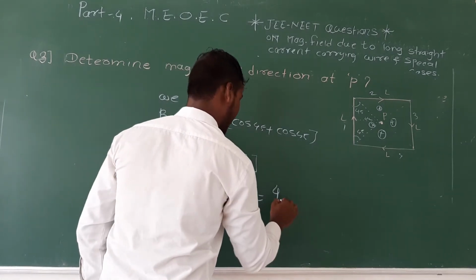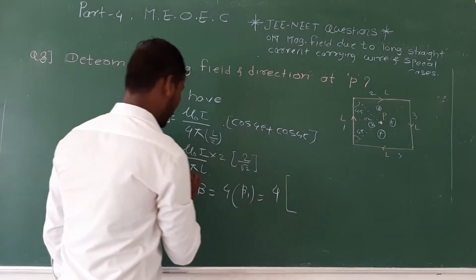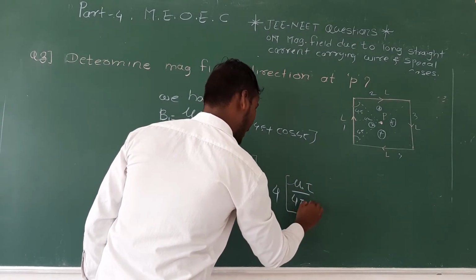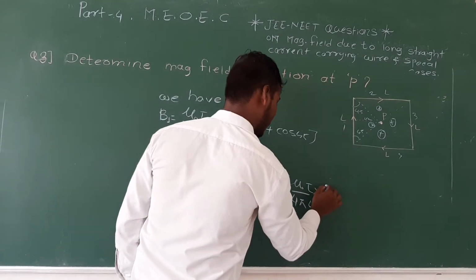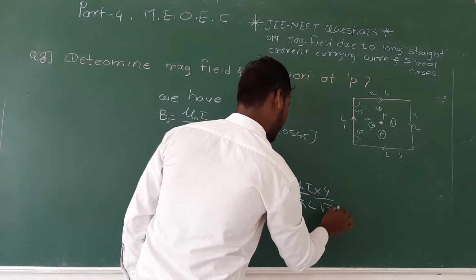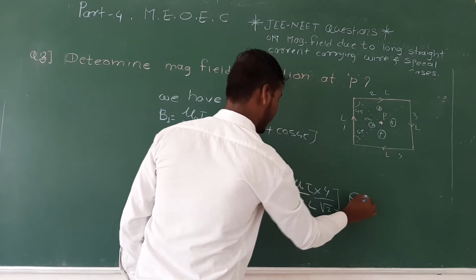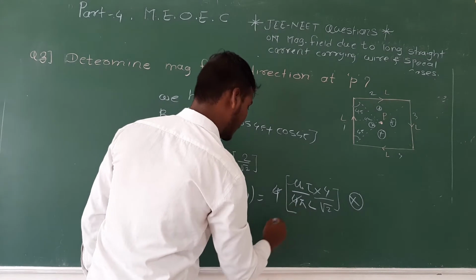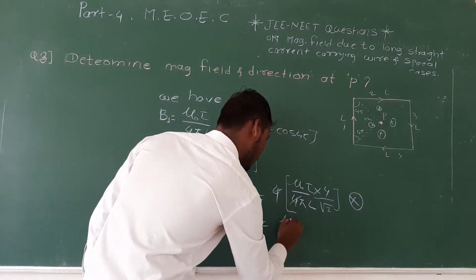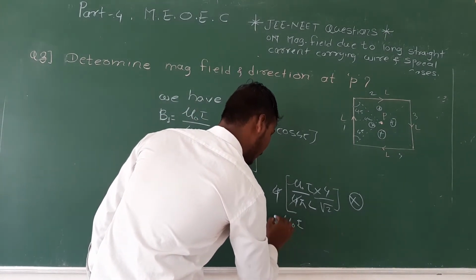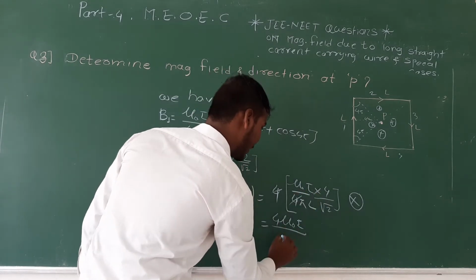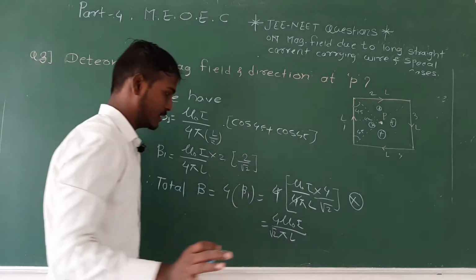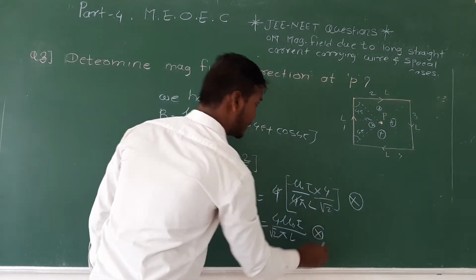That will give us 4 into mu 0 I upon 4 pi L by 2 into 2, divided by root 2, which is inside. Am I right? Okay. So 4 will get cancelled. So the remaining part is 4 mu 0 I divided by root 2 pi L. That's it. This is the answer and the direction is inside.